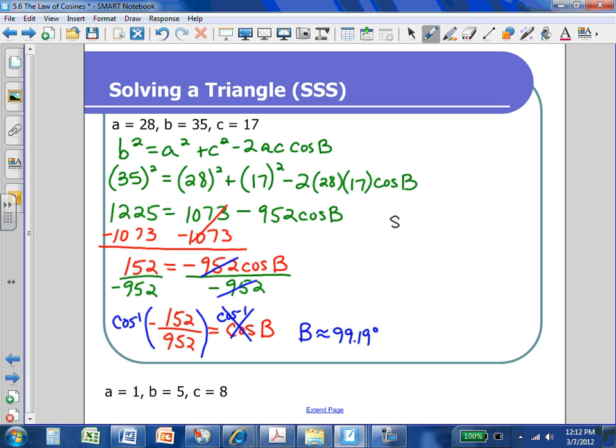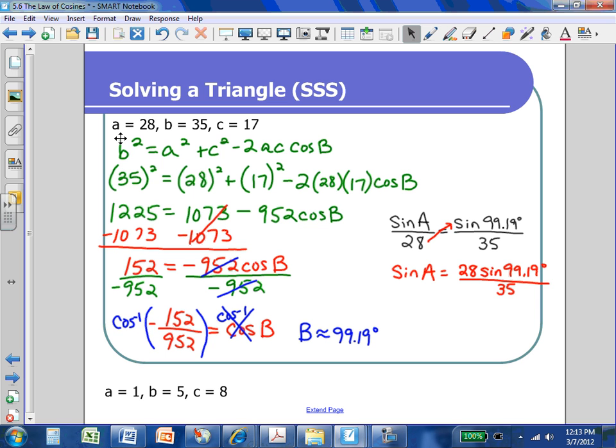We're going to set this up: sine of angle A over side A, which is 28, has to be equal to sine of angle B, because that's the one we have, and that's 99.19 degrees, all over side B, and side B was 35. Okay, so I'm going to multiply the 28 to the other side so that you have sine of A is equal to 28 times the sine of 99.19 degrees all over 35.